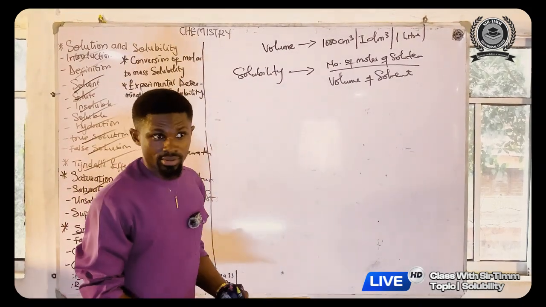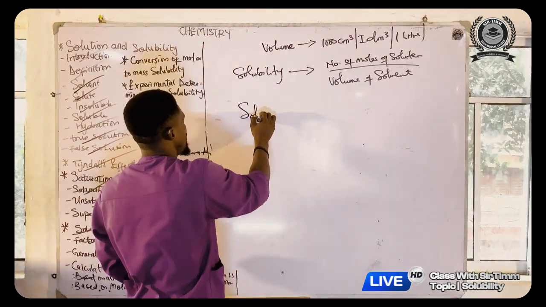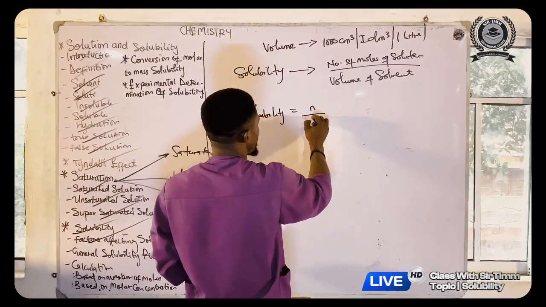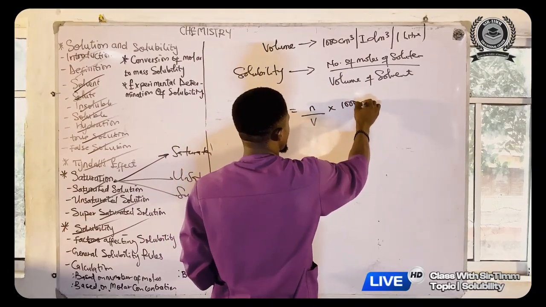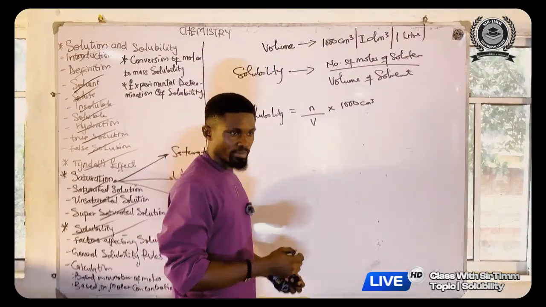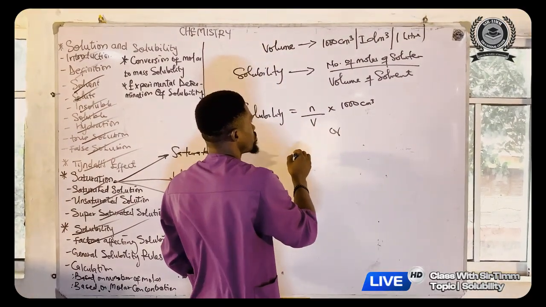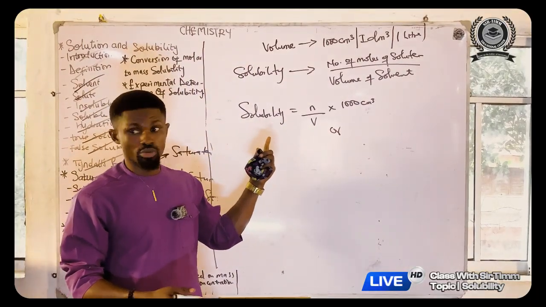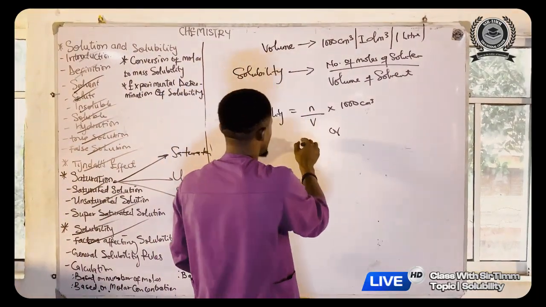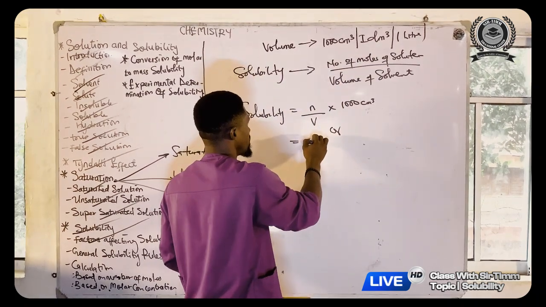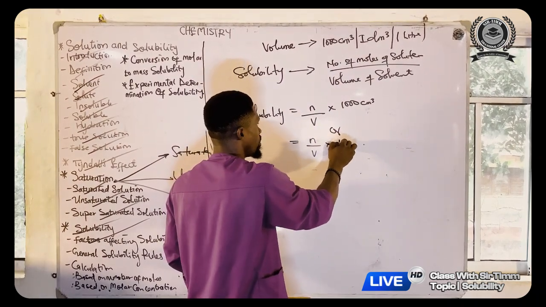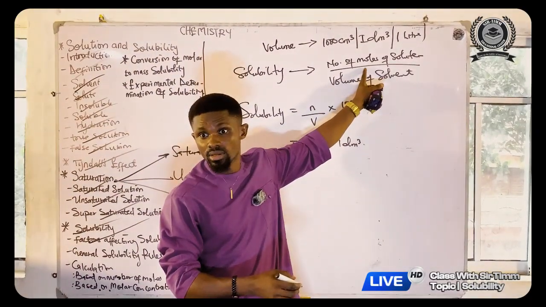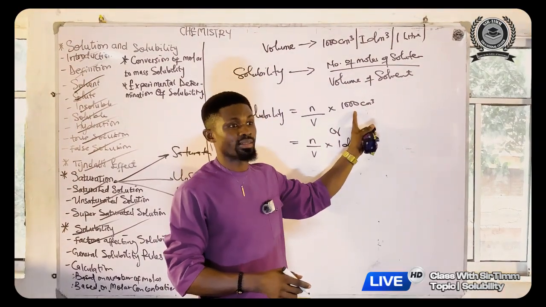But based on standard, we are going to be using that solubility is equal to the number of moles over volume times 1000 cm3, when our volume is given to us in cm3. Or we can use the same thing where we have N over V times 1 dm3 if the volume is given to us in dm3. Are you with me?